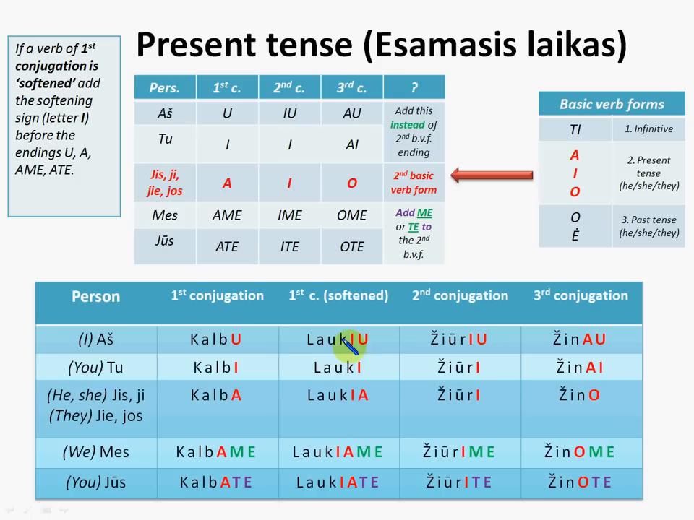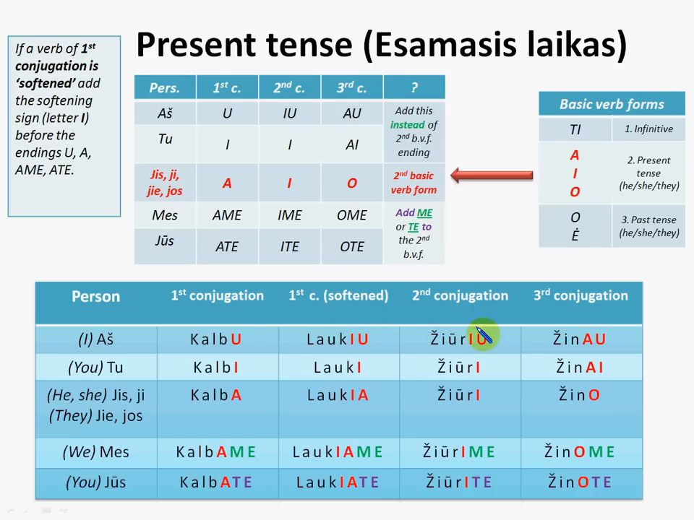Aš laukiu. It means I'm waiting. Aš laukiu. Tu lauki. Jis, ji laukia. Jie, jos laukia. Mes laukiame. Jūs laukiate. Okay, this is the softened first conjugation with the letter i before the last letter.